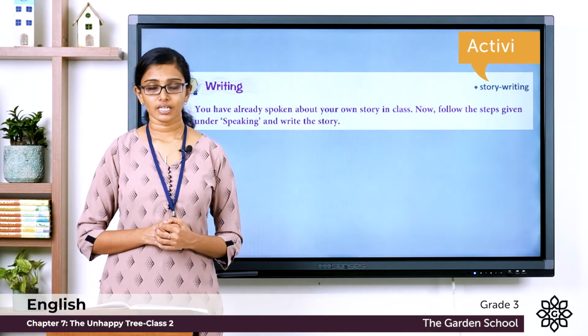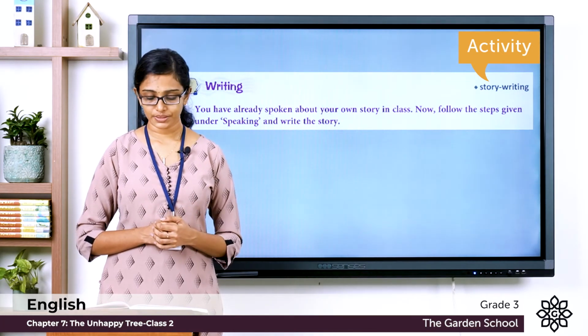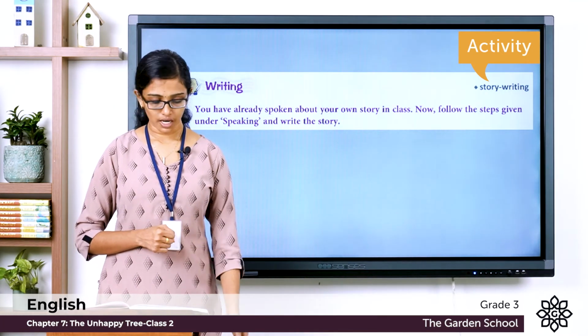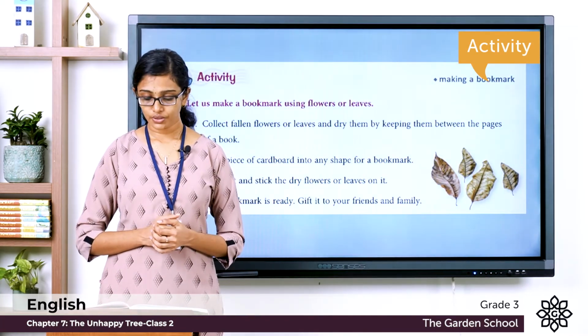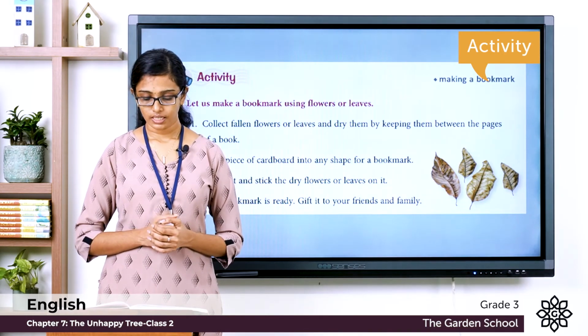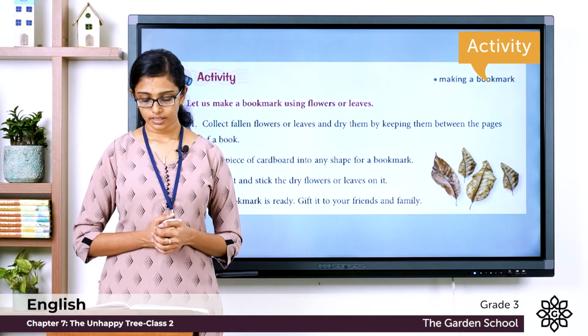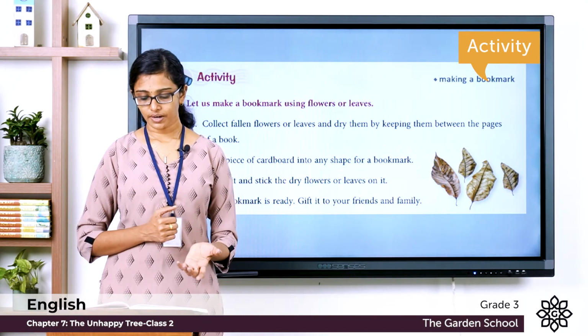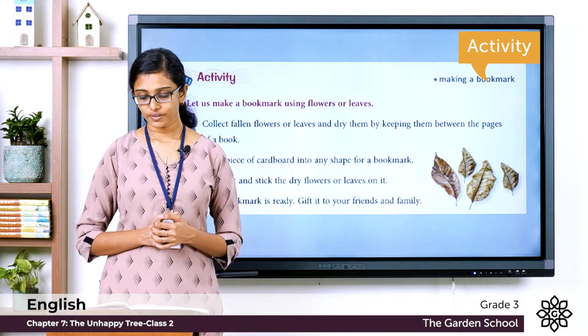And the next one is an activity for making a bookmark. So this is going to be very interesting. Let us make a bookmark using flowers or leaves. Collect fallen flowers or leaves and dry them by keeping them between the pages of a book. Cut a piece of cardboard into any shape for a bookmark. Color it and stick the dry flowers or leaves on it. Your bookmark is ready. Gift it to your friends and family.